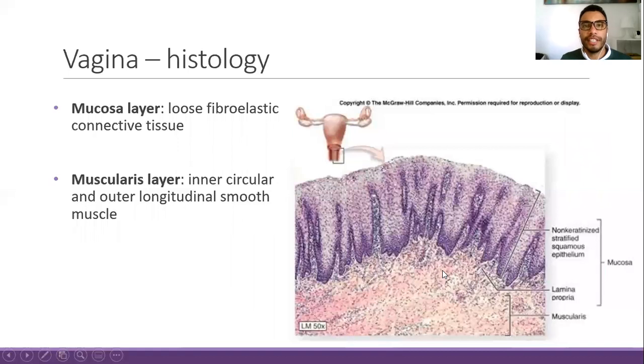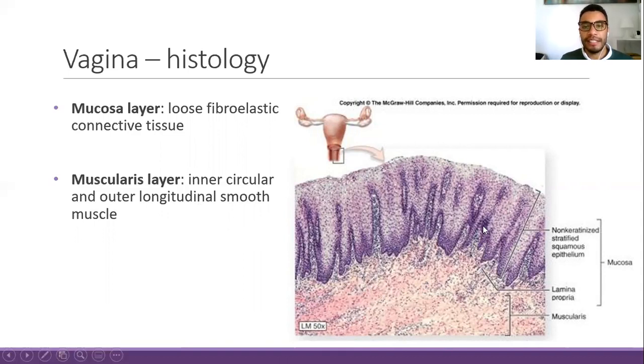The histology of the vagina is basically composed by two layers. The mucosa layer is this layer here, composed by non-keratinized stratified squamous epithelium. This is loose fibroelastic tissue, okay, connective tissue. There is a lamina propria and the loose connective tissue here. And the muscularis layer, which is an inner circular and outer longitudinal smooth muscle. So the vagina is very elastic.